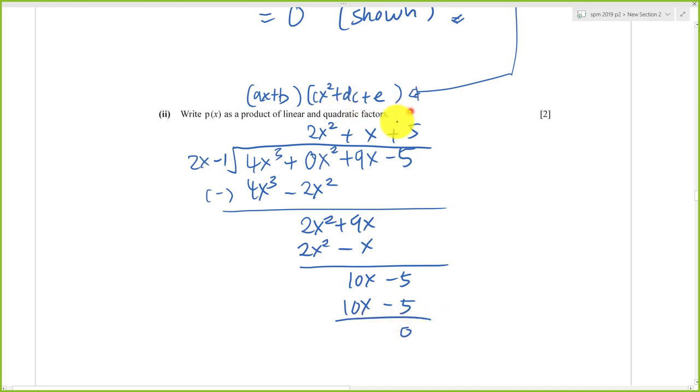So I will just write according to what they want. So this 2x minus 1 is my linear factor. My quadratic factor will be this one. Alright, so it'll be 2x squared plus x minus 5 is my p(x). Okay, so this is basically what they want.